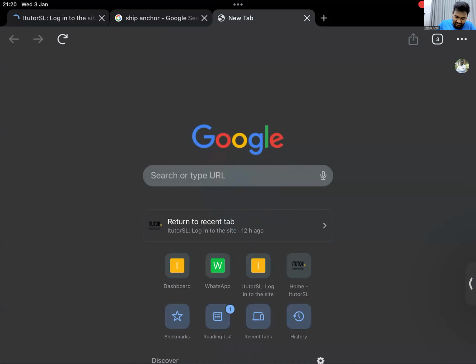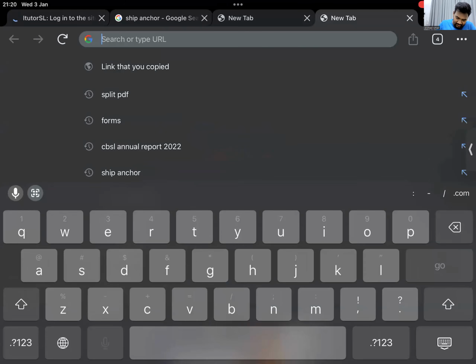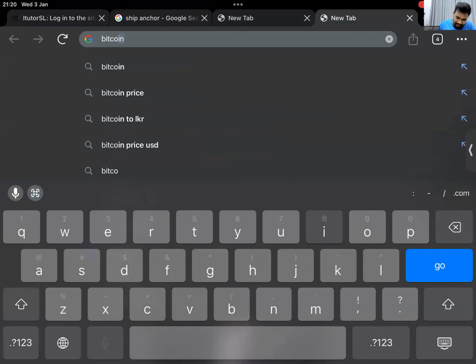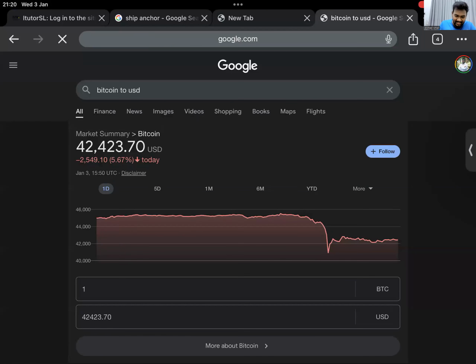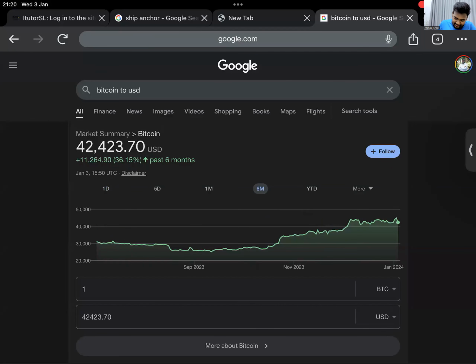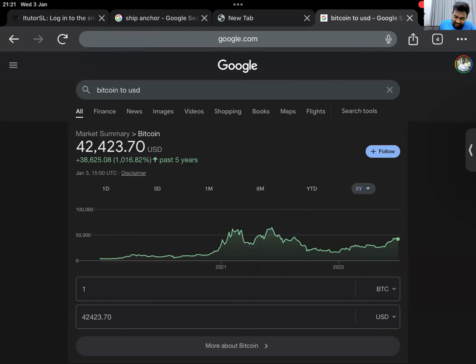You should have the Bitcoin to USD. See, right now, today one is 42,000. Okay, so if you look at the chart, this is the 6 month. Look at the 5-year chart.